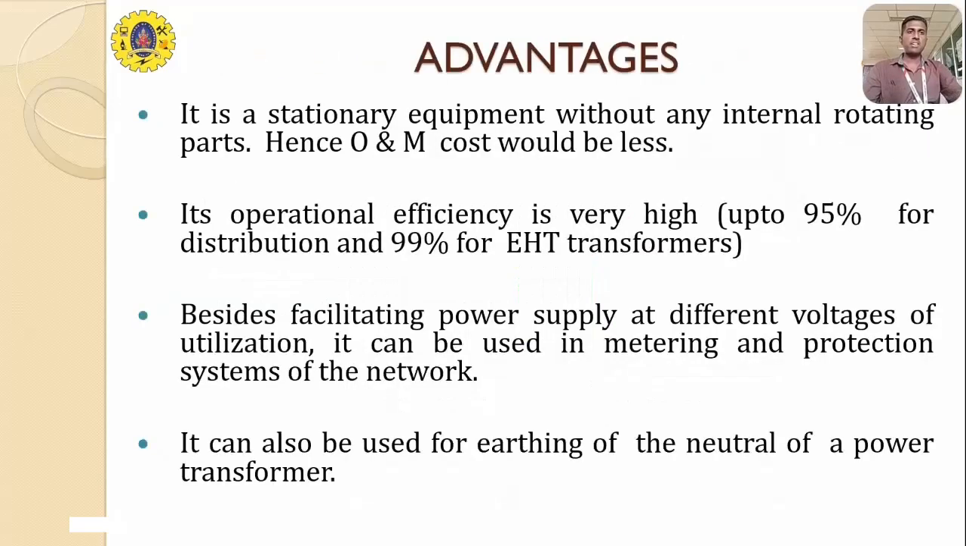So this is based on construction. This is the basic advantage of any type of transformer. A transformer is stationary equipment, without any moving parts as compared to DC machines. It doesn't have any rotating parts, hence the operational and maintenance cost will be less, and its operational efficiency is very high, up to 99%. Besides facilitating power supply at different voltages, it can also be used for measuring and protection applications, and also for earthing of the neutral of a power line.